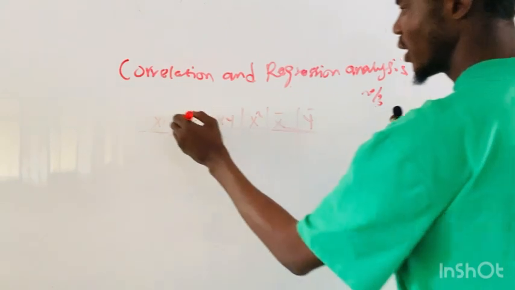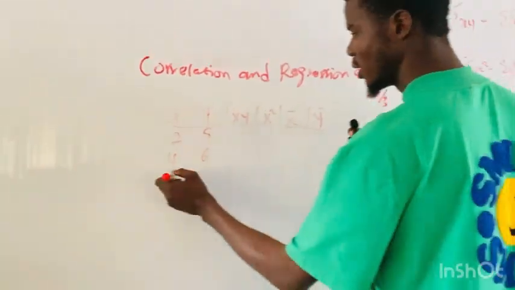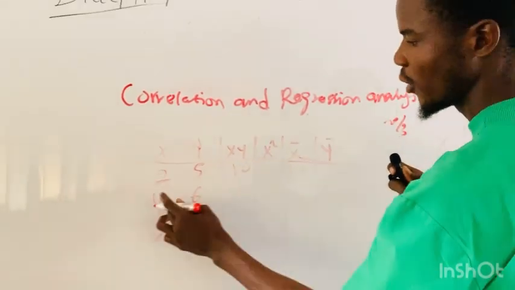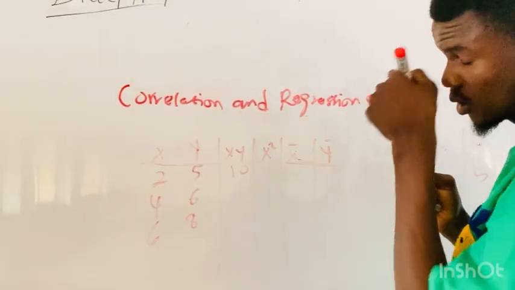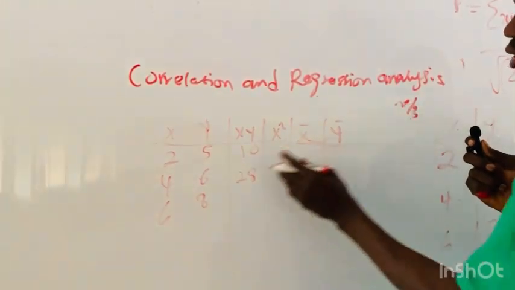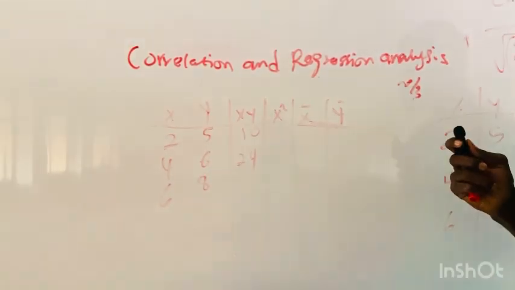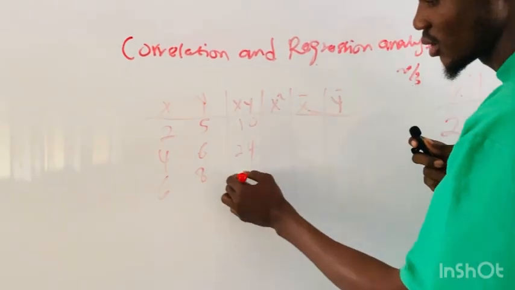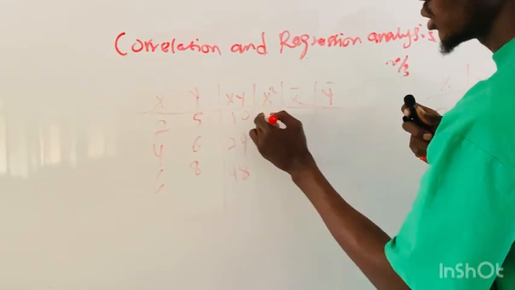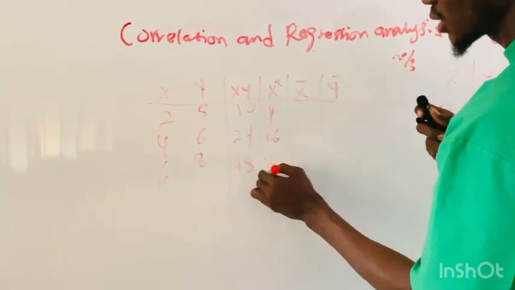For our values here, we get 2, 5, 4, 6, then 6 and 8. So for xy, 2 times 5 gives us 10. 4 times 6 gives us 24. Then 6 times 8 is 48. For x square, 2 times 2 gives us 4. Then 4 times 4 gives us 16. Then 6 times 6 gives us 36.